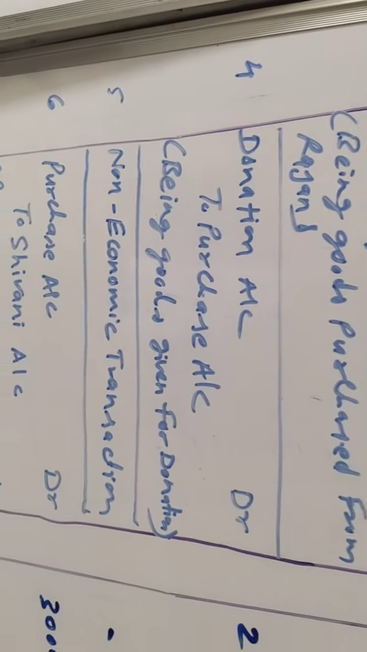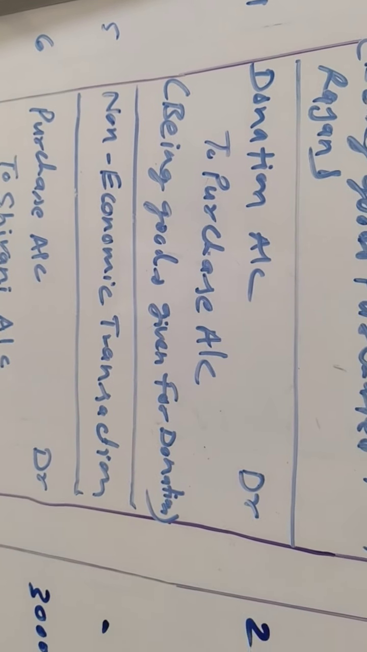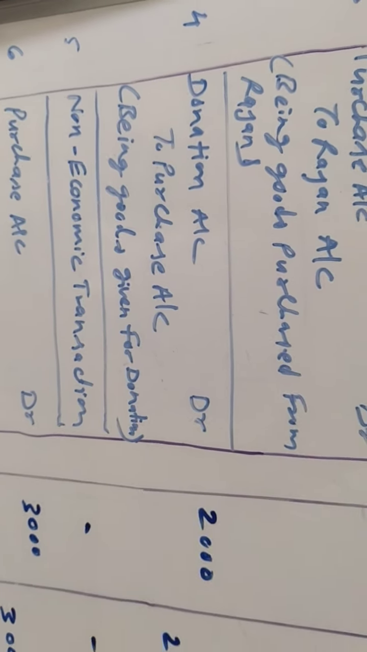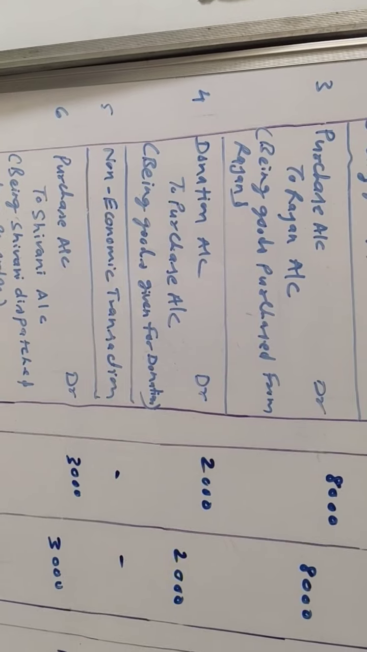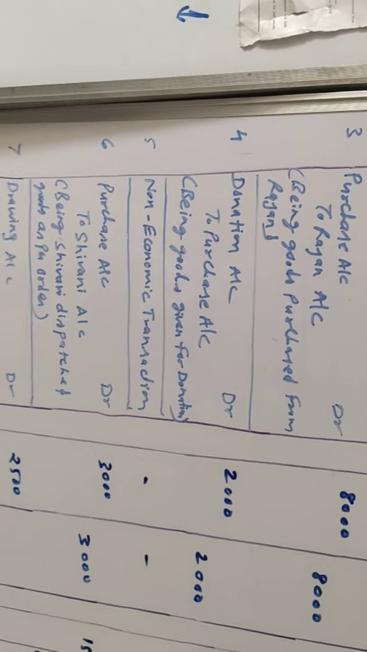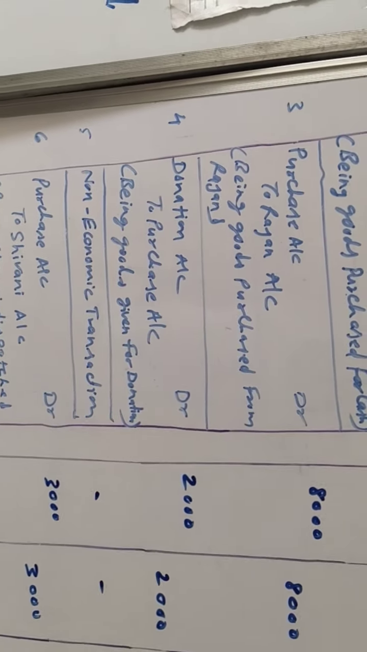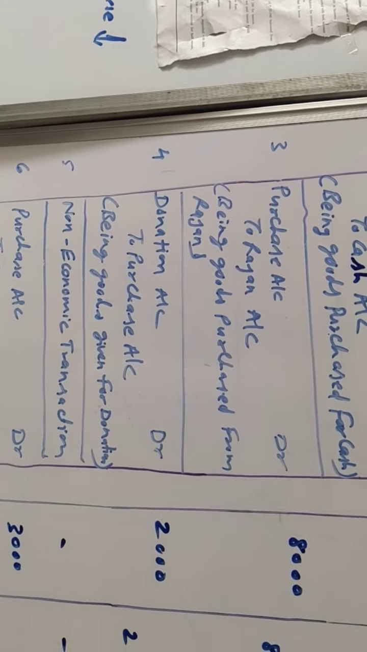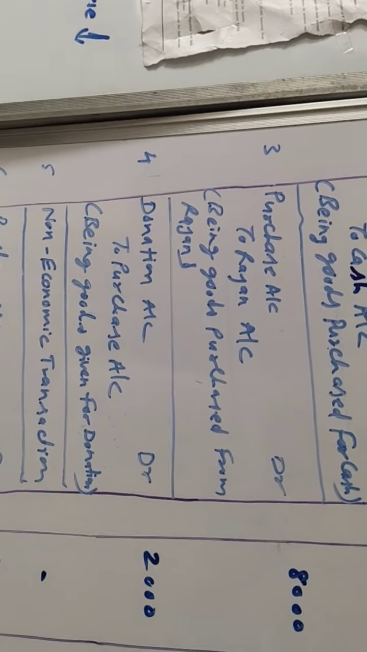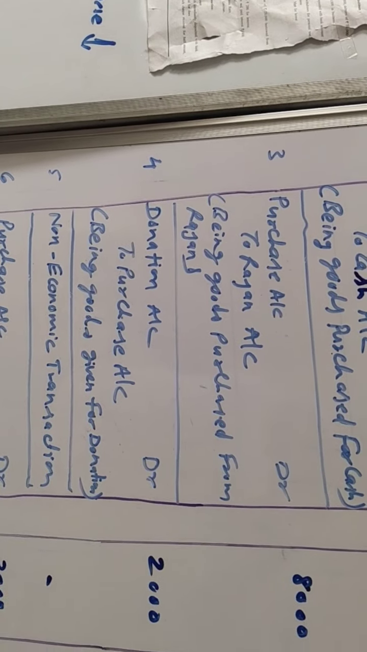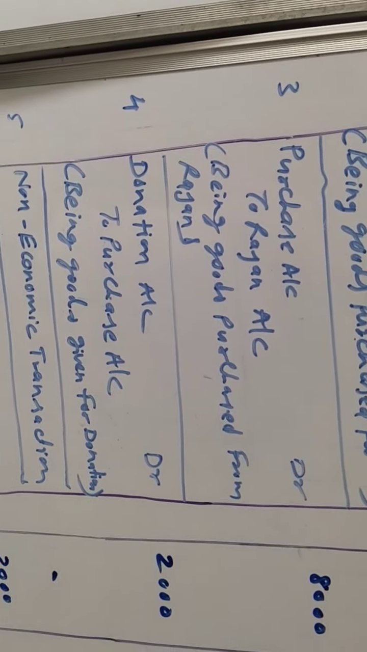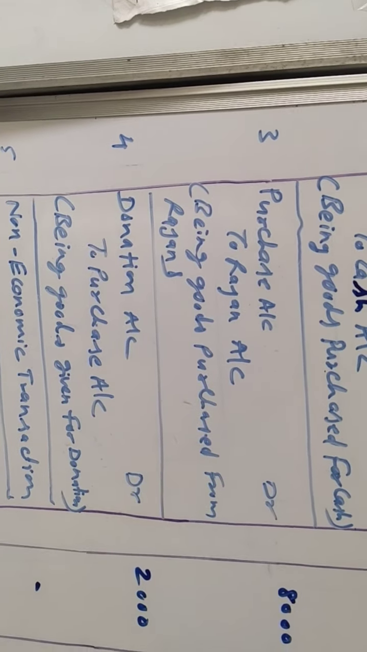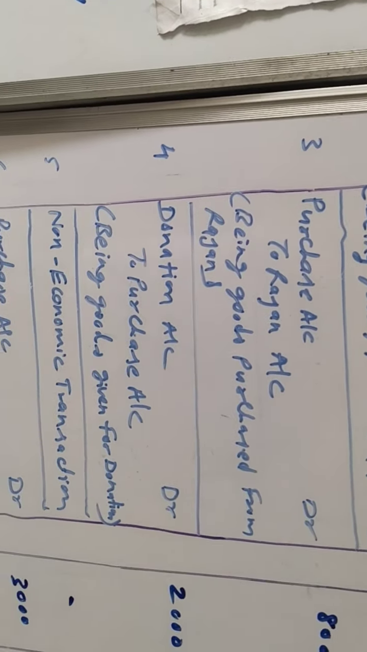So here the entry number 4 is donation account debit to purchase account, with amount column 2,000 and 2,000. Now the narration will be: being goods given for donation. Narration is nothing but a brief explanation of the transaction, and the transaction we get in the sum, so you can just copy it down, and that will be okay.